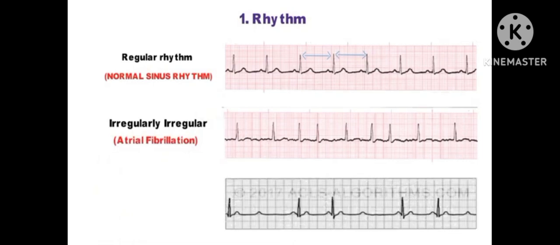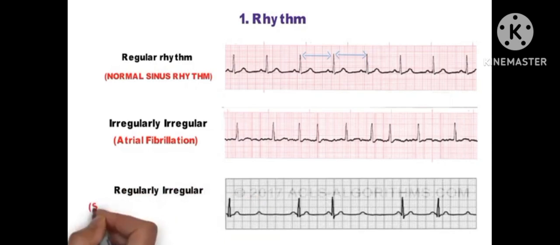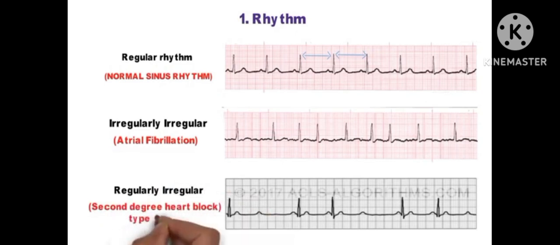Now look at this ECG. Normal regular rate with regular dropped beat. So the rhythm is regularly irregular, which is seen most commonly in second degree heart block type 2.